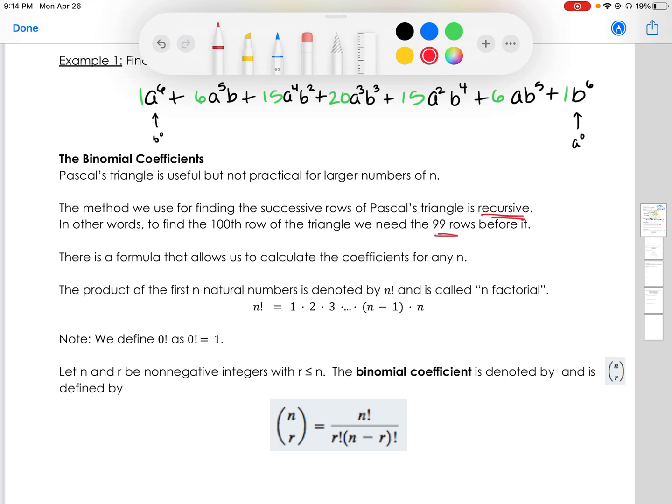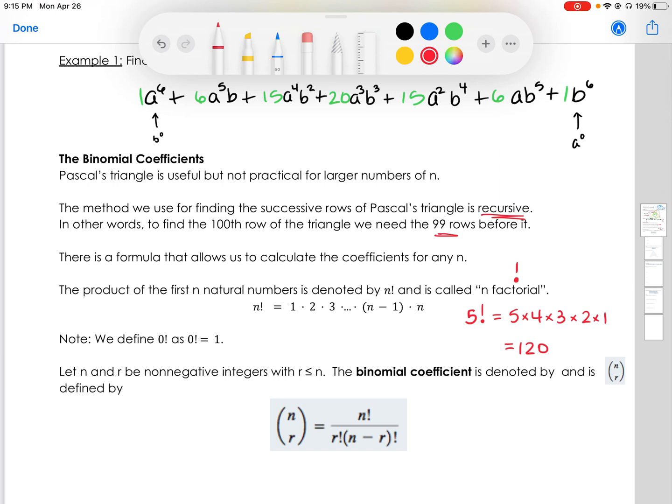The product of the first n natural numbers is denoted by n, and we see that exclamation point there. It means n factorial. So we read the exclamation mark as the word factorial. So if I have the number 5 factorial, what that means is 5 times 4 times 3 times 2 times 1. 6 factorial would be 6 times 5 times 4 times 3 times 2 times 1. So we're going to start at whatever the number is before the exclamation point and use all of the integers down to 1 to multiply. So 5 factorial is going to give us 120. And that's just by multiplying all of those numbers together.